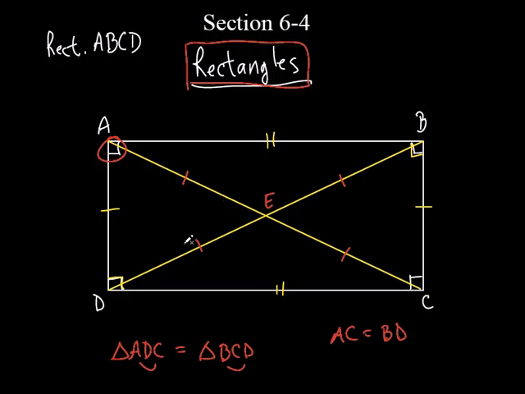That's right. The diagonals of a rectangle are exactly the same. They're congruent to each other. Everybody with me on that? All right. Look at this.